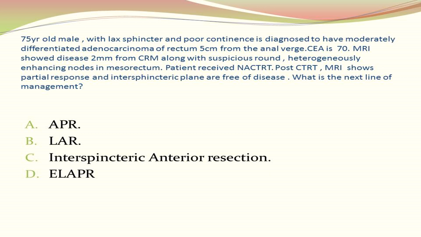There's a hint here, intersphincteric plane are free of disease. So in case the intersphincteric plane are free of disease, you will plan only APR. In case the levator is involved, then what comes is extended levator. As the name suggests, extended levator. If the levator is involved, then you even remove the part of levator along with APR. Answer here is APR.